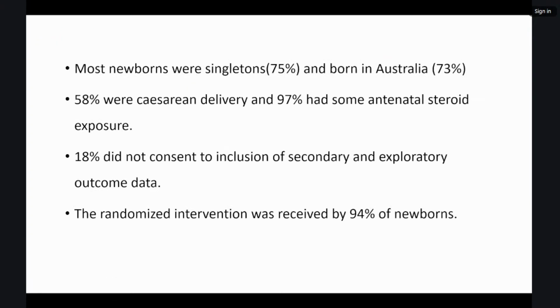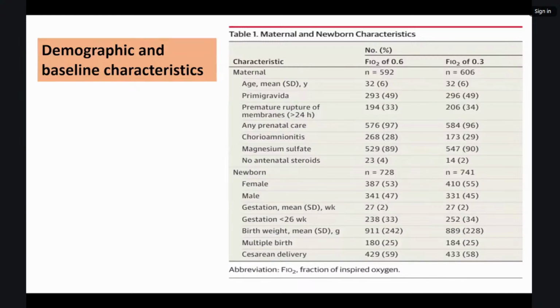Most newborns were singleton and born in Australia. In 73%, 58% were cesarean deliveries, and 97% had some antenatal steroid exposure. The randomized intervention was received by 94% of the newborns. So these are the baseline demographic and baseline characteristics of both the maternal and newborn characteristics, which are balanced, and there was no statistical significance.